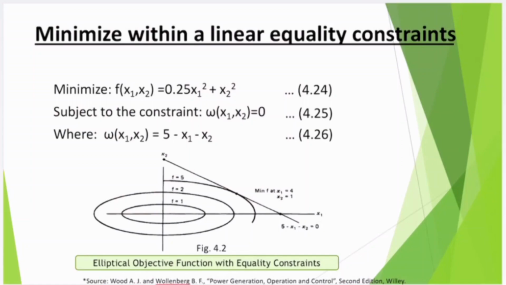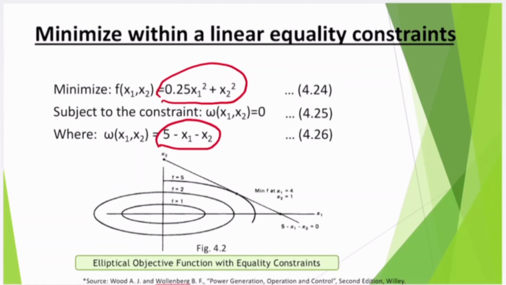Now, when you try to minimize a linear equation, just for your understanding, I thought of just touching upon all the solution processes available for optimization for your own benefit, but we are not supposed to get into too much detail of the optimization course here. But if you like to minimize a function which is 0.25 x1 square plus x2 square with a constraint of omega of x1, x2 equal to 0, where omega of x1, x2 equals 5 minus x1 minus x2, so now we need to optimize this equation subject to x1, x2 satisfying this one.